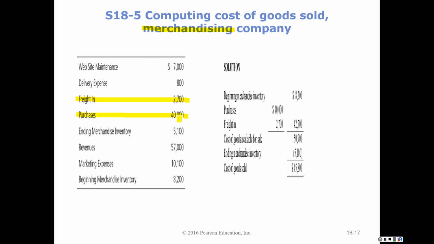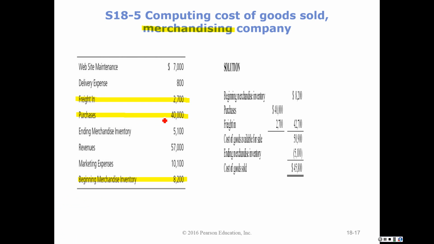Windshield Pro. Maybe we're purchasing windshields. So what we need to know here is how much inventory did I have to begin with? And it tells us we started out with $8,200 worth of inventory. We see that here, beginning merchandise inventory, $8,200. This is what I've paid for the windshields that are already in my inventory, ready for sale. Okay, but do you see the connection here?